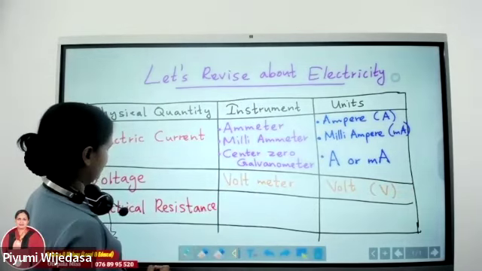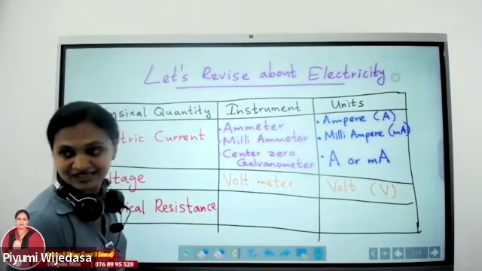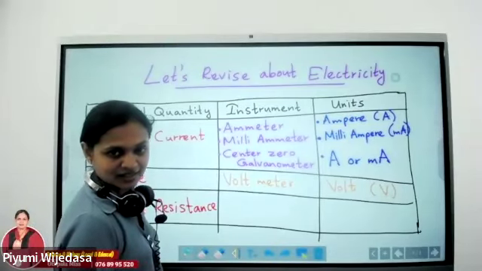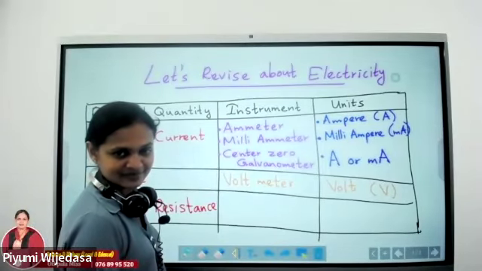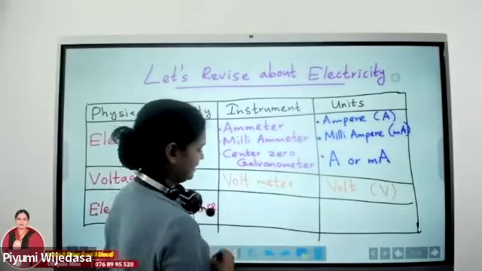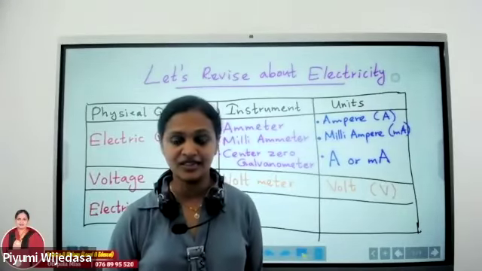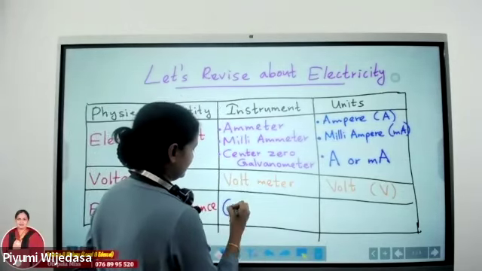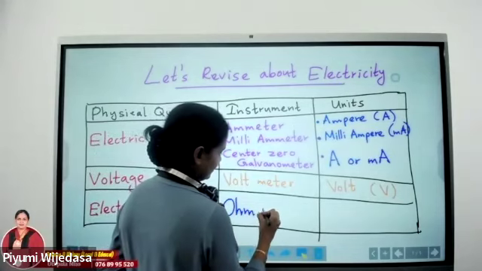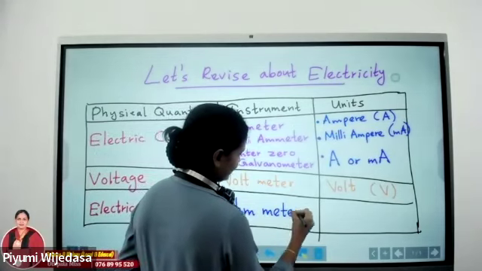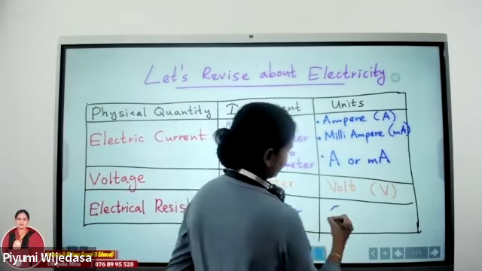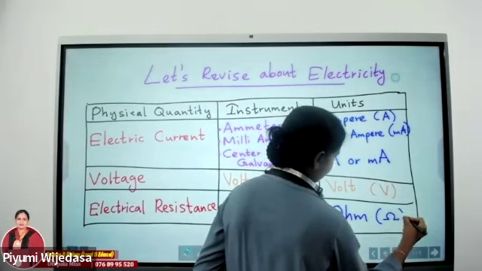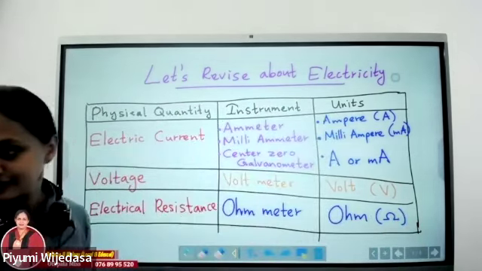Then what about electrical resistance? It is measured in? Resistor, no. Not the resistor, the instrument that measures electrical resistance. That is known as the ohm meter. So what's the unit used? Ohm. The symbol of ohm is something like this.